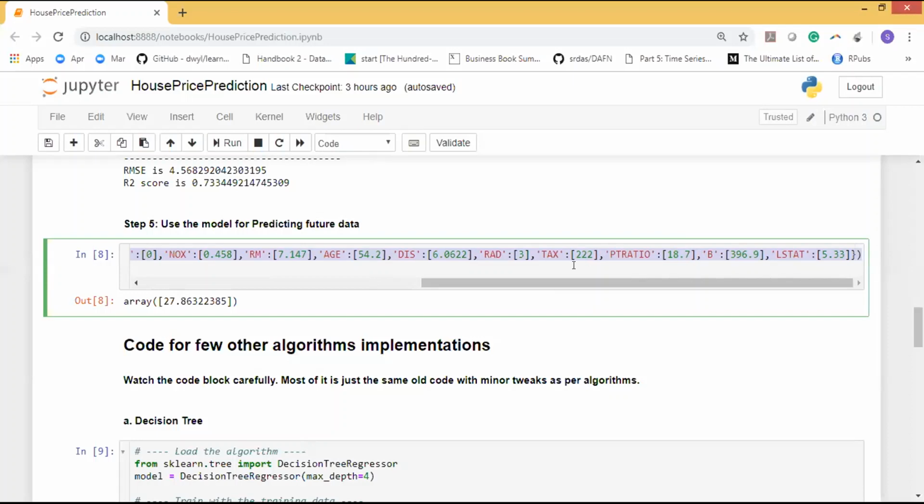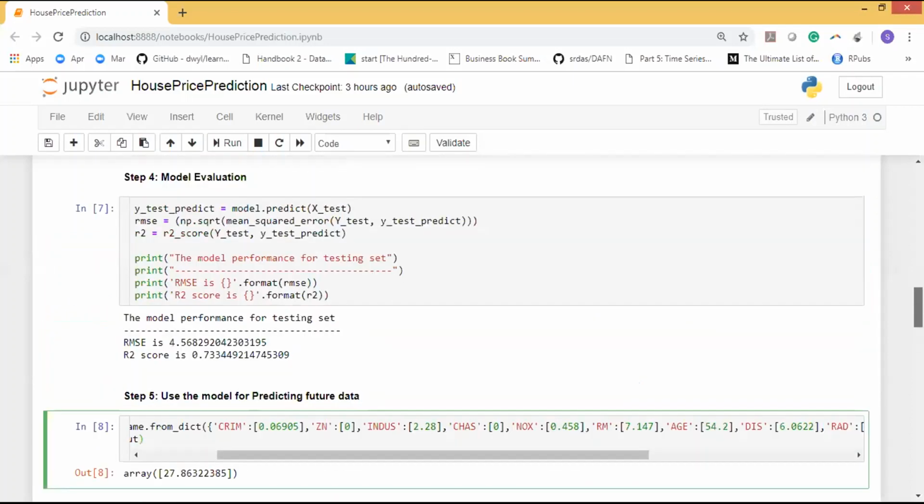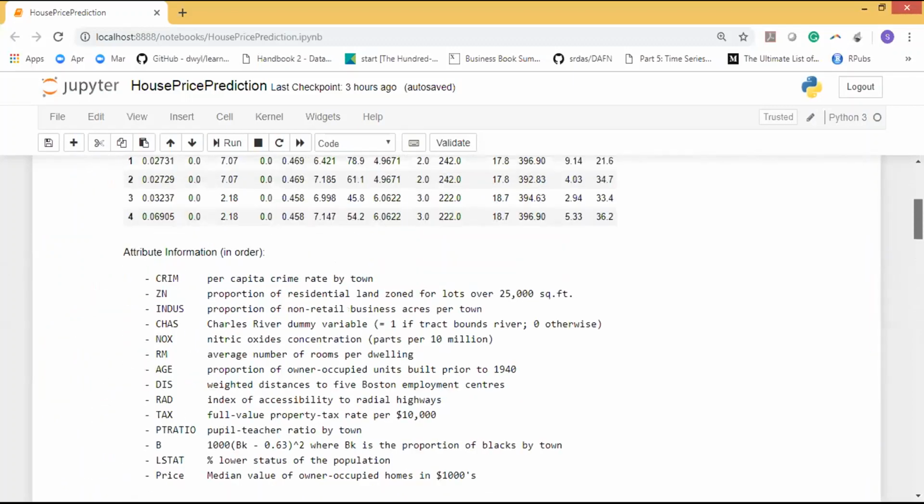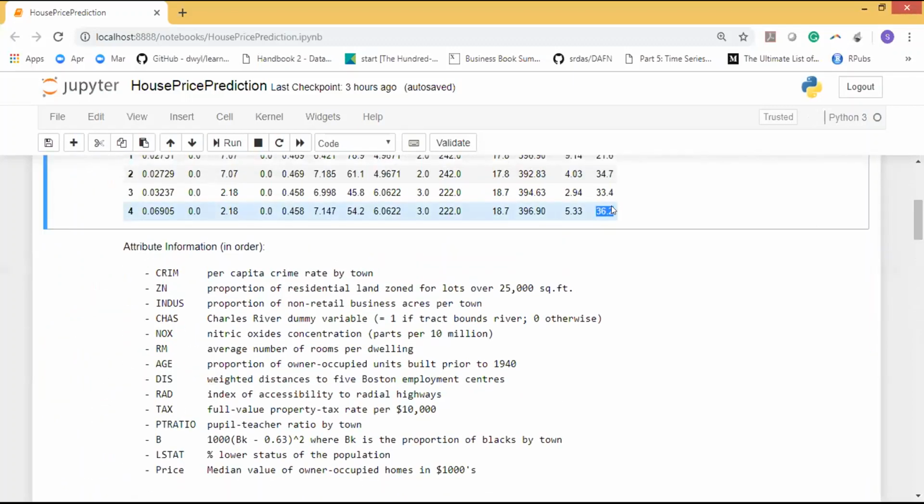But now, because of machine learning, my predictions are very close to 36,000. Some are 27, some are 29, some are 31, some are 33. They are pretty close to each other.